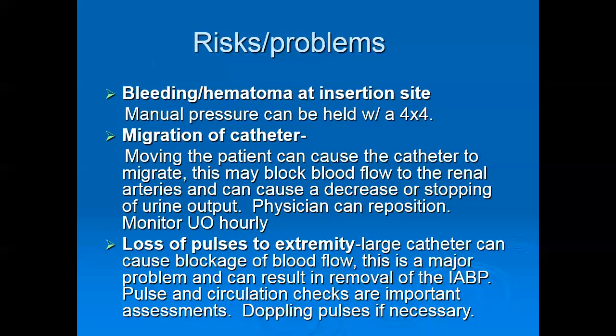Migration of the catheter to block blood flow of the renal arteries. That's why we monitor our urine output. We see all of a sudden we have a drop in our urine output. It's been 100 mLs an hour, and we've been in transport for an hour, and then we've only produced 30, 40 mLs. We're still producing urine, but why has it dropped off so much?